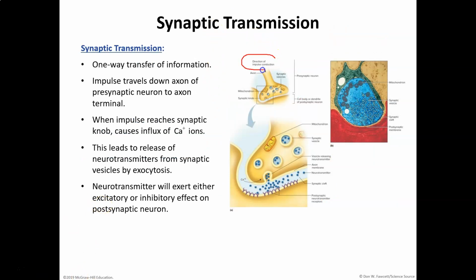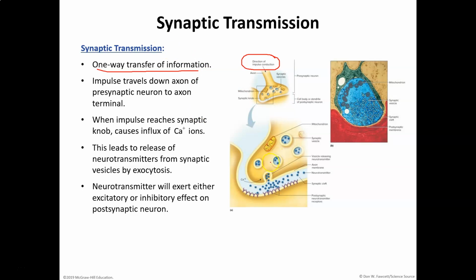All right, so synaptic transmission. Here's the direction of the impulse. It's heading this way. Neurotransmitters are inside vesicles, just like in a muscle, like you've seen this already. One-way transfer of information, one way. That's the power of a synapse. It keeps things flowing in one direction and one direction only. You've already seen this in muscles.